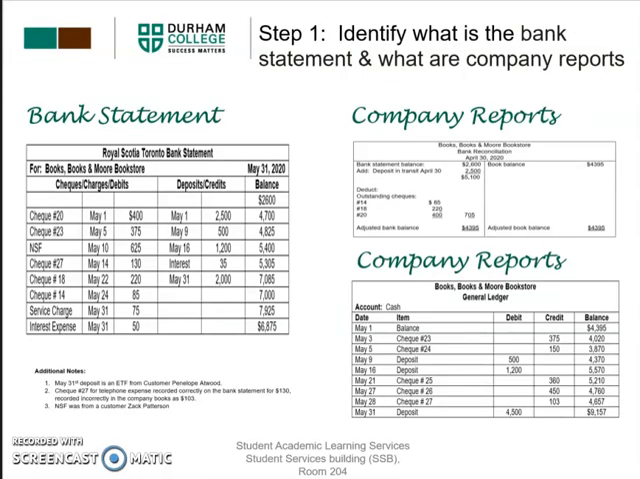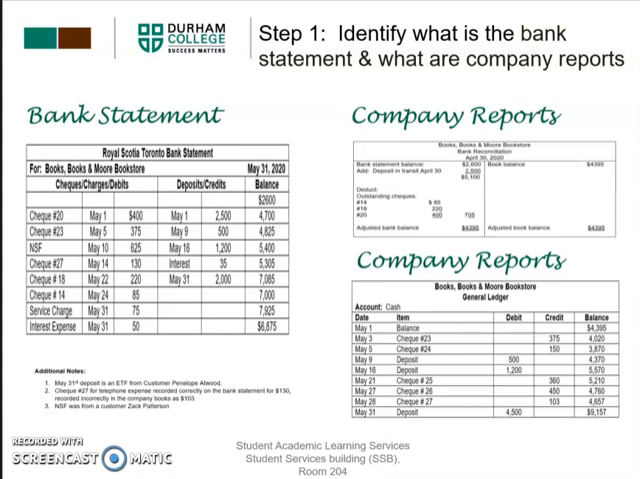So let's start walking through the steps to do a bank reconciliation. Step 1 is to identify what report is the bank statement and what report is the company's. This may sound silly, but a common mistake on tests is that students mix up the bank statement and the company books. So a hint is to write the names on the report so that there is no confusion.